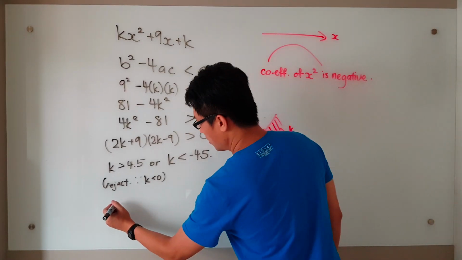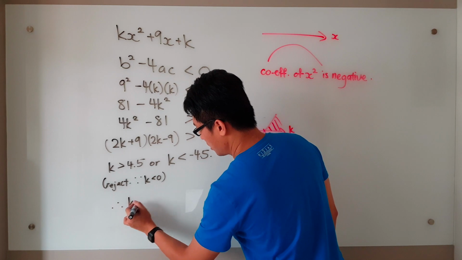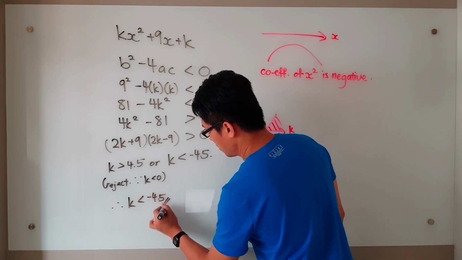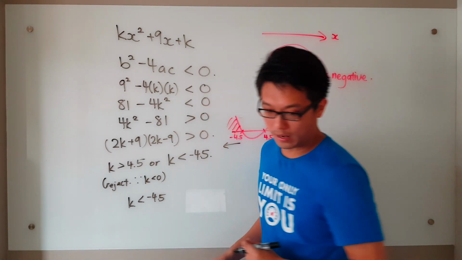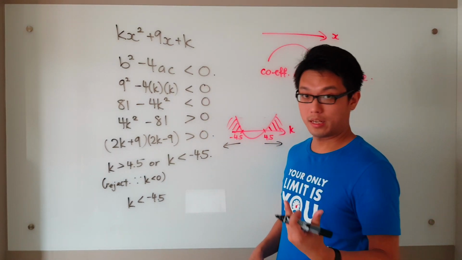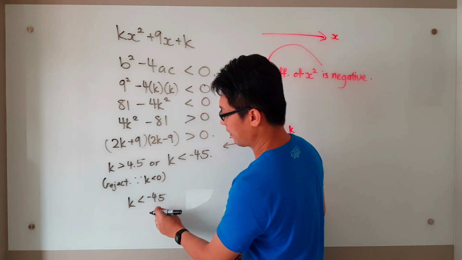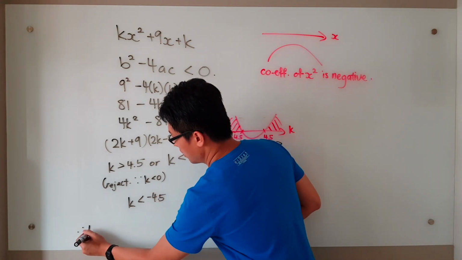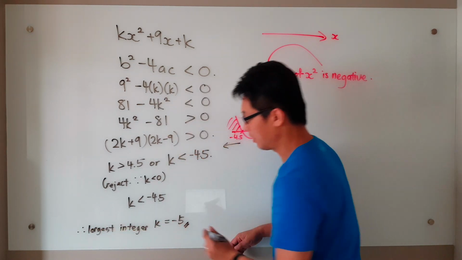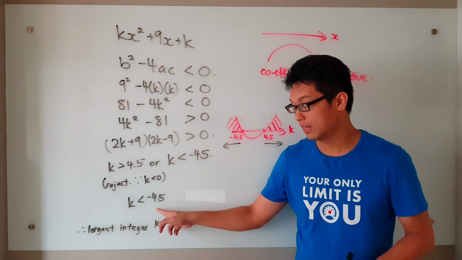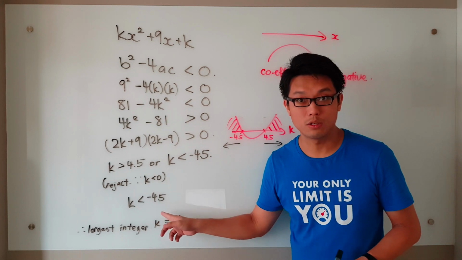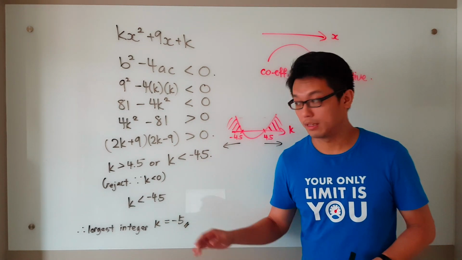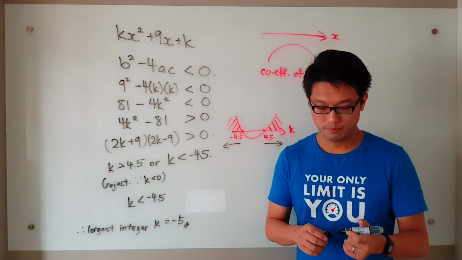So therefore, k is less than negative 4.5. To find the largest integer value of k, it has to be negative 5, not negative 4. Negative 4 is larger than this, so it doesn't satisfy this inequality. So the largest possible integer k would be negative 5. And this would answer the question.